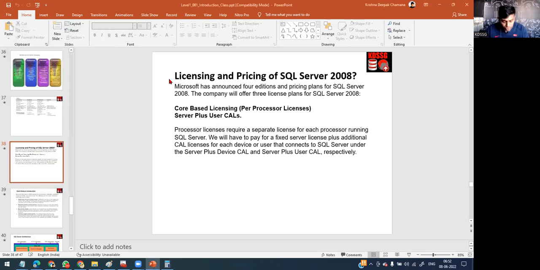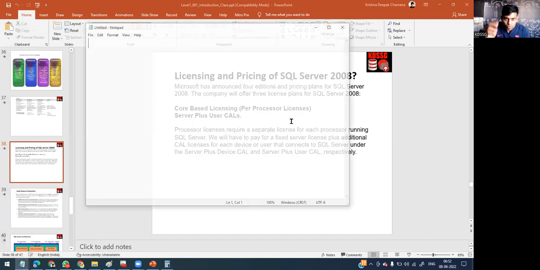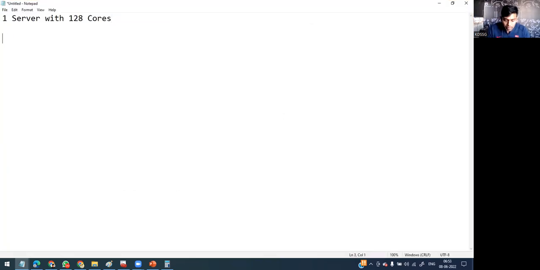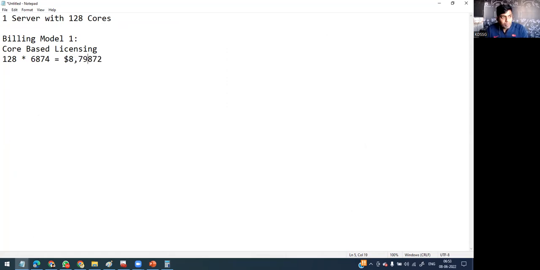So let's do one thing, okay? Let me take another notepad for another example, just to make it a little more clear. So 2 minutes, bear with me, you'll understand. So I have one server with 256 cores, for example, or maybe 128 cores. Is one type, right, sir? And here I want to apply billing model 1. Okay, in billing model 1, core-based licensing, I have to pay for what, sir? 128 into 6,874, which is equal to $8,79,872. This is one billing model.